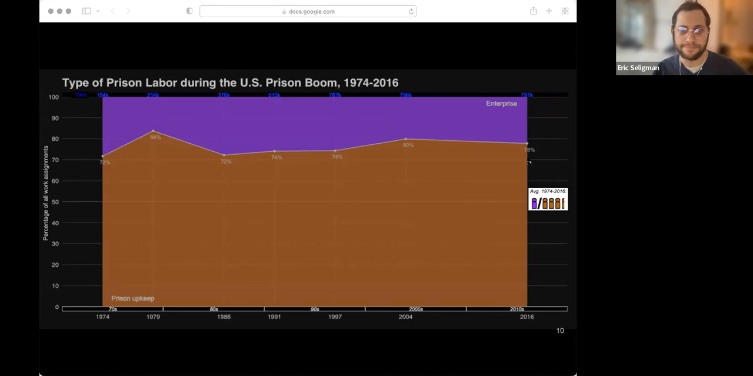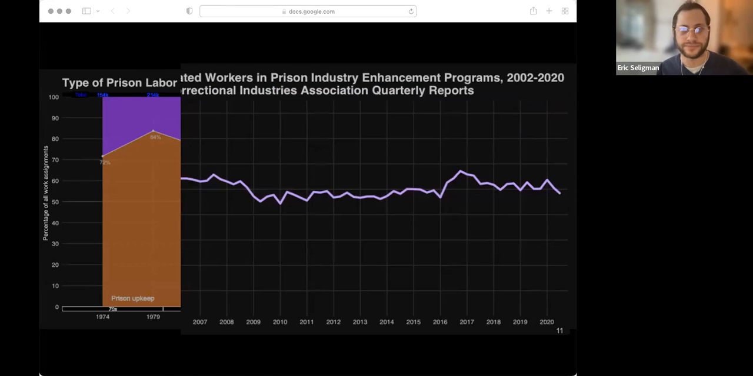We'll offer broader scale of labor context for this graph shortly. But first, this graph doesn't indicate whether an enterprise job is done for the state or for a private corporation, because we can't reflect that information with the SPI data. So let's take a look at that with some other data.